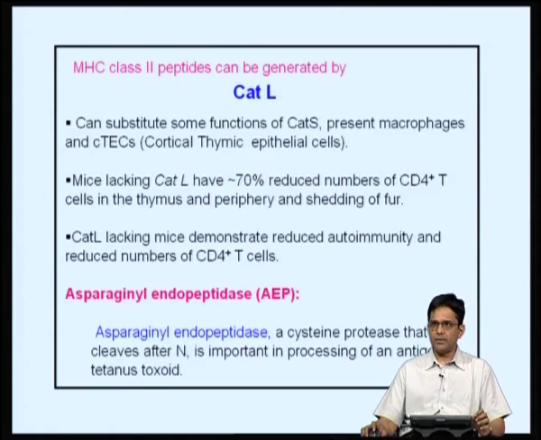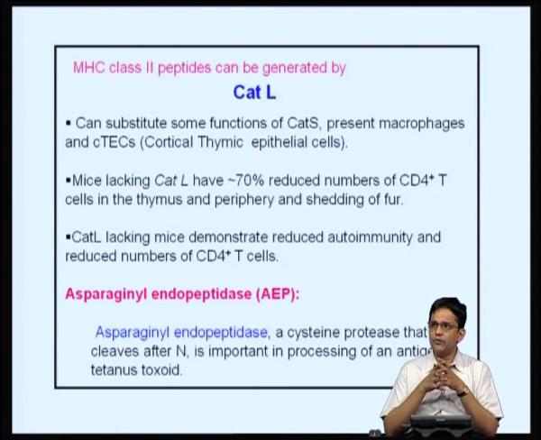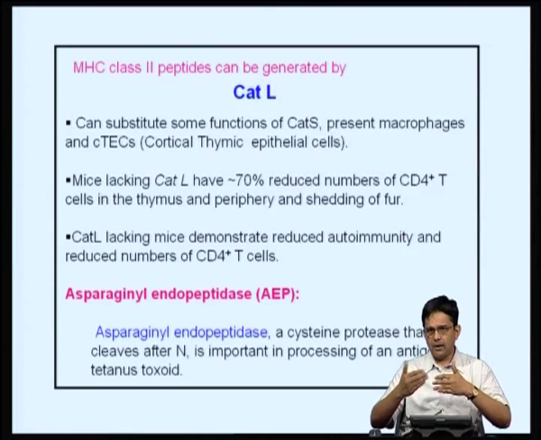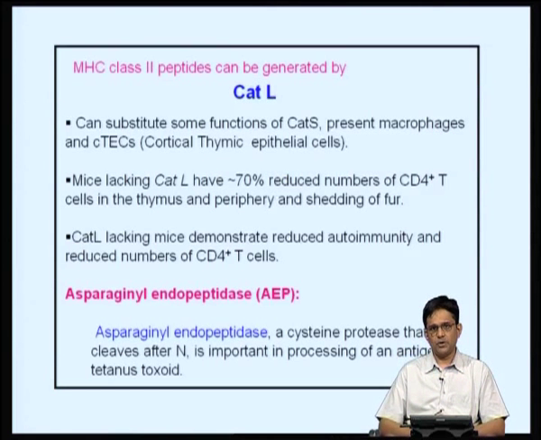Now, MHC class 2 peptides can also be generated by cathepsin L, and cathepsin L can in fact substitute for some functions of cathepsin S. It is present in macrophages and cortical thymic epithelial cells. Now, here mice that lack cathepsin L have 70% reduced numbers of CD4 positive T cells in the thymus and periphery. They also shed their fur. So clearly over here you can see where cathepsin L seems to be playing a role in MHC class 2, and as a consequence of that it is affecting the selection of CD4 positive T cells.